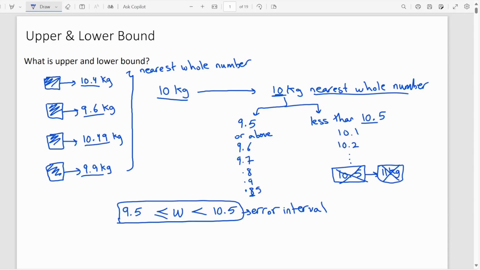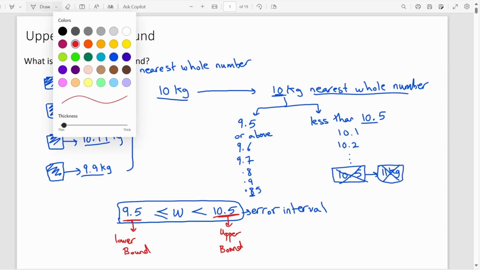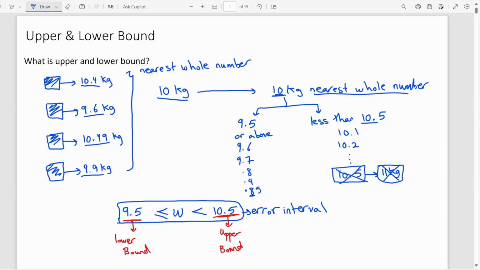Now, also, let me change the color. This right here, the 9.5, this is what we call the lower bound, which is the lowest possibility, okay? And this right here, this is the upper bound. And of course, like I said, there is no equal here, because if there was, then that means the 10.5 is included. And if the 10.5 is included, then it would round up to 11, so we don't want that. Okay, so this is what the upper and lower bound is, and this is what the error interval is.